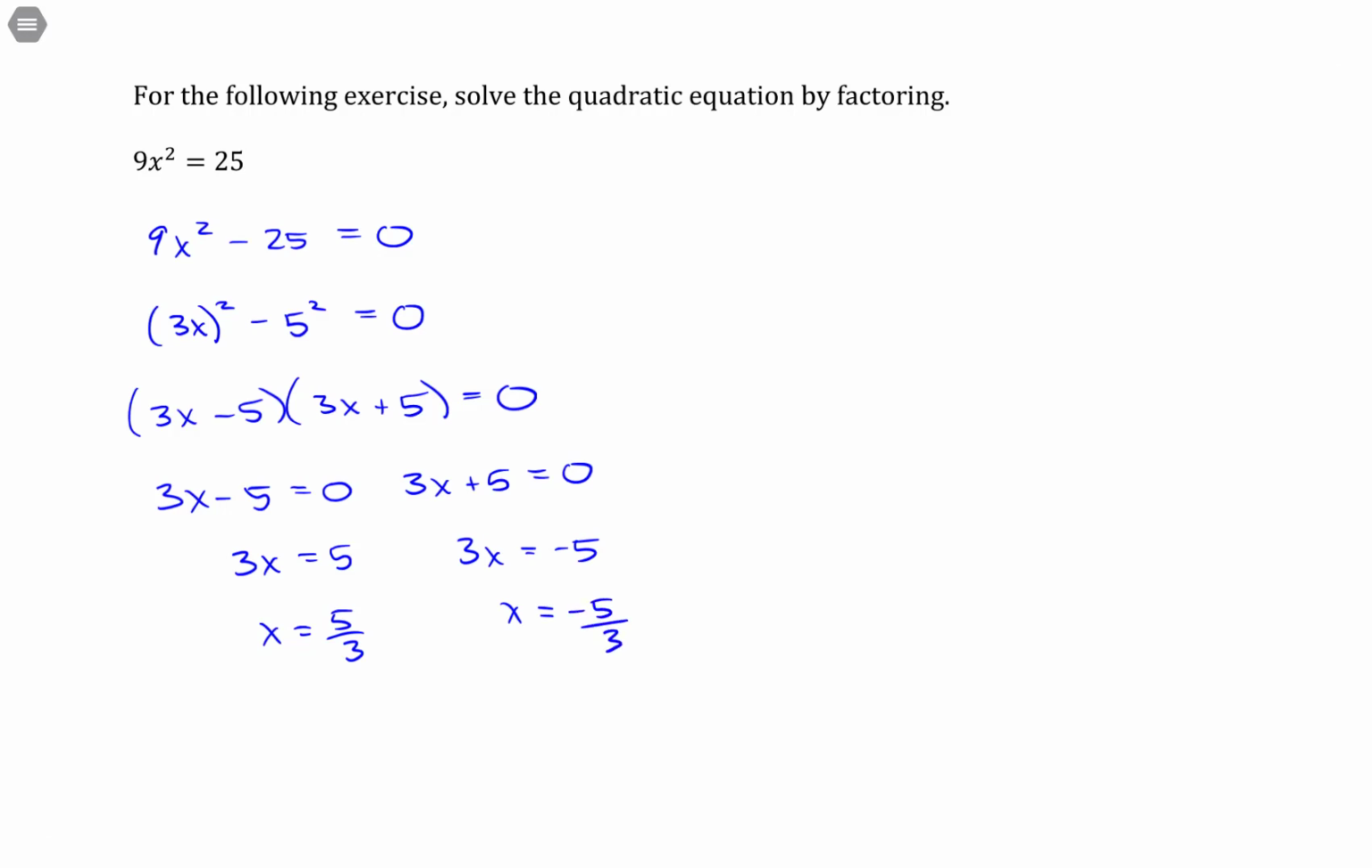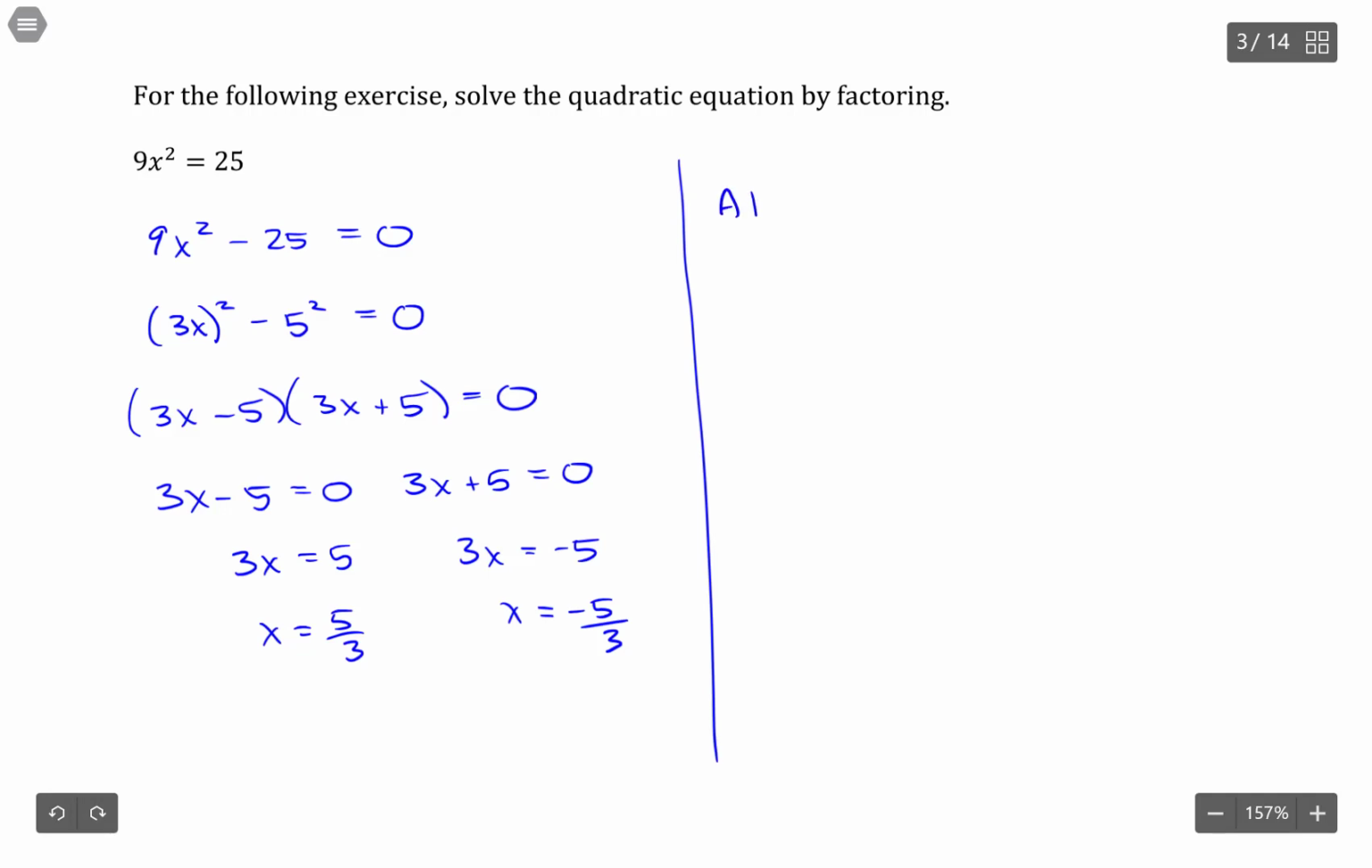Now, I don't particularly think that's the easiest way of solving this particular problem. An alternate way is this. If you notice that there's no linear coefficient here, so there's nothing like plus 4x, for instance, so there's no linear variable, which means we can use the square root property.